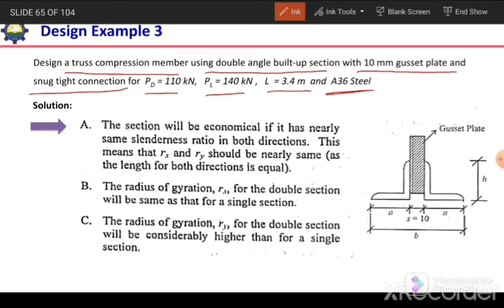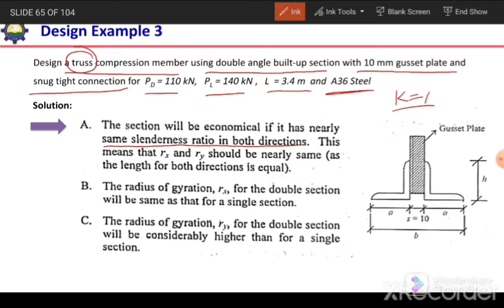Before we start the design of compression member using built-up section, first we need to understand one thing. So we will read this note. The section will be economical if it has nearly same slenderness ratio in both the directions. In this case, as we know, it is a truss compression member, so K will be equal to 1, because we assume that there are pin connections in case of truss members.